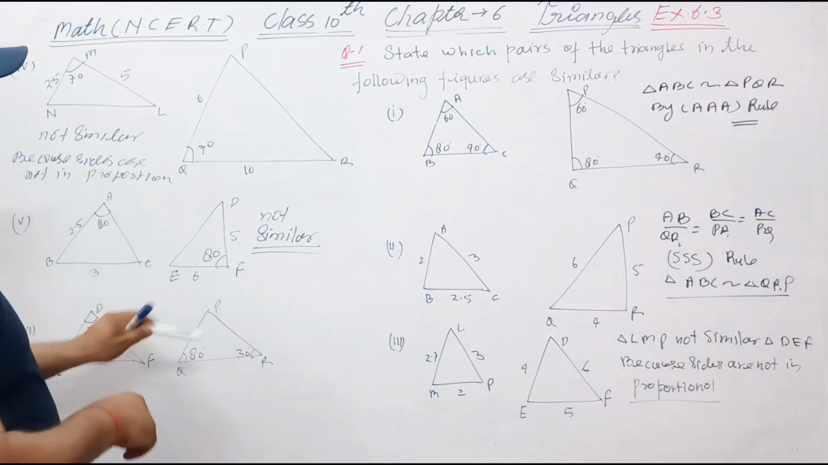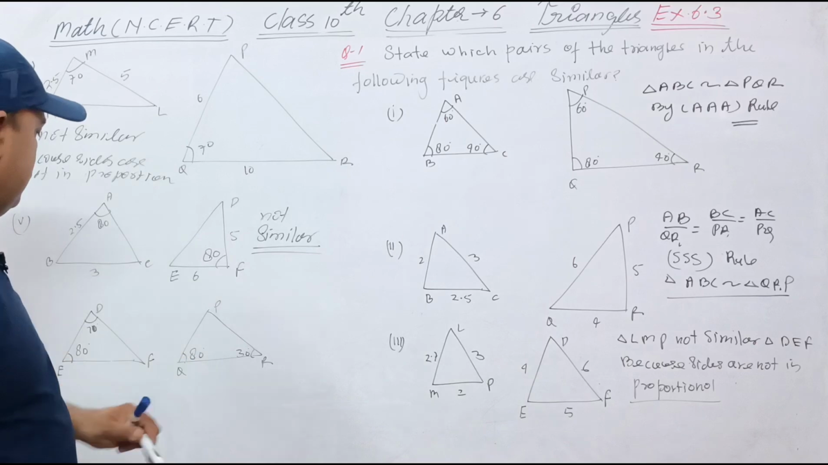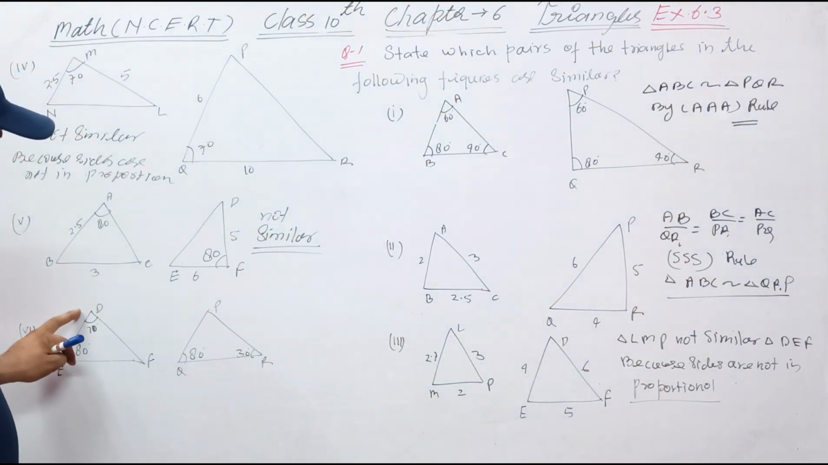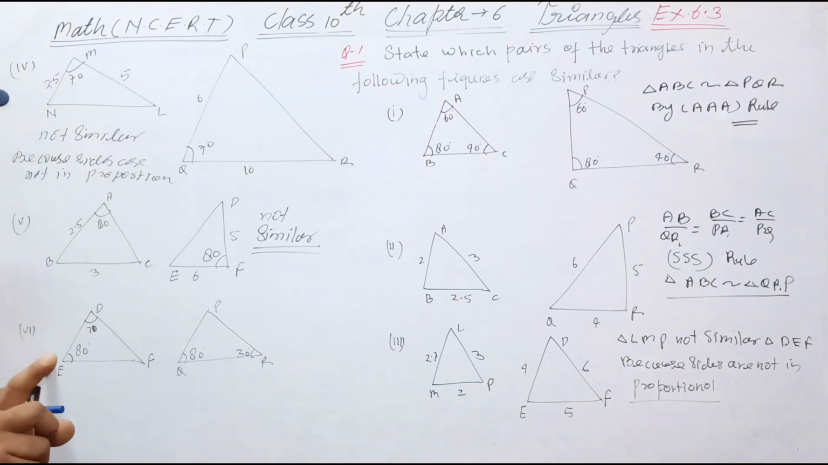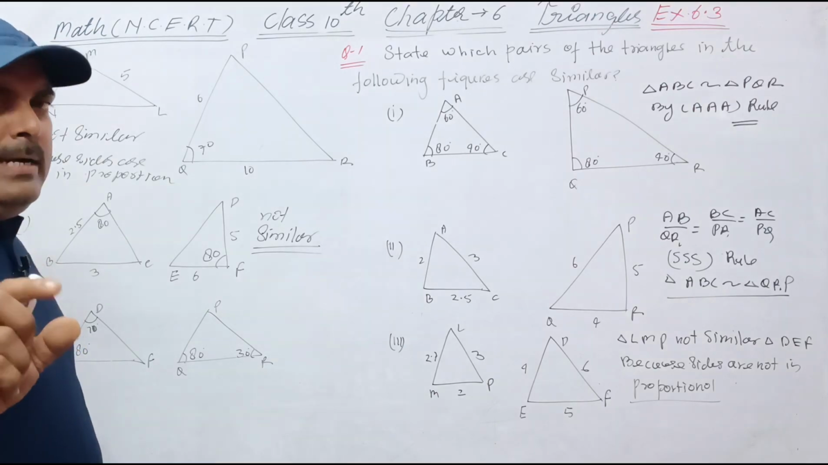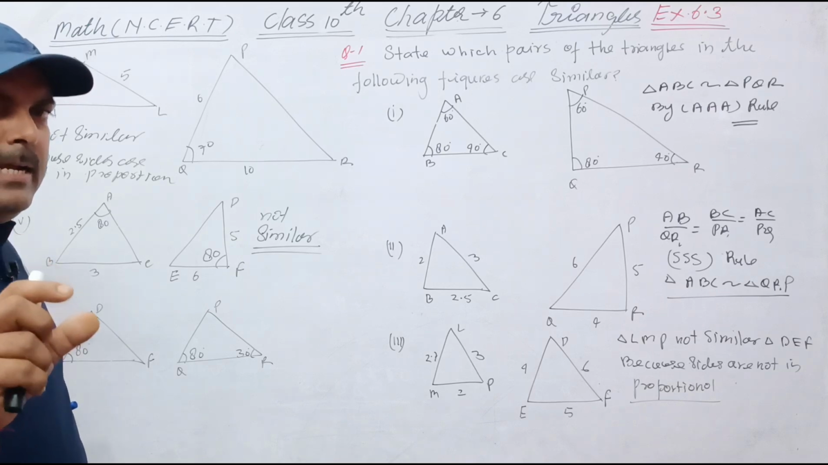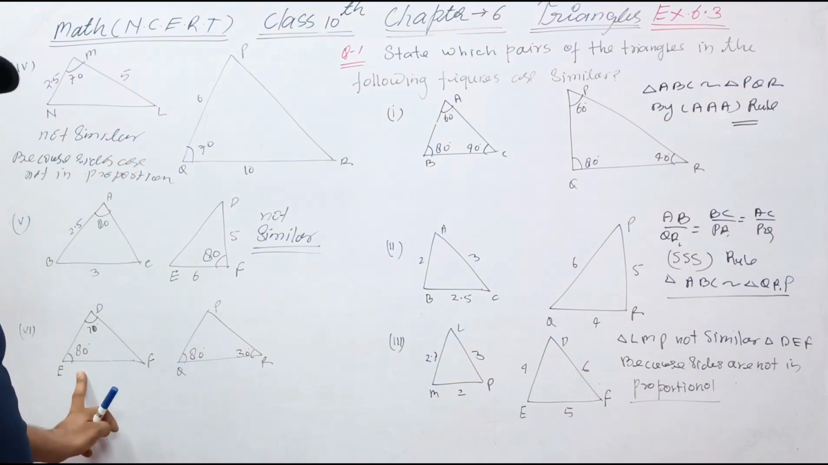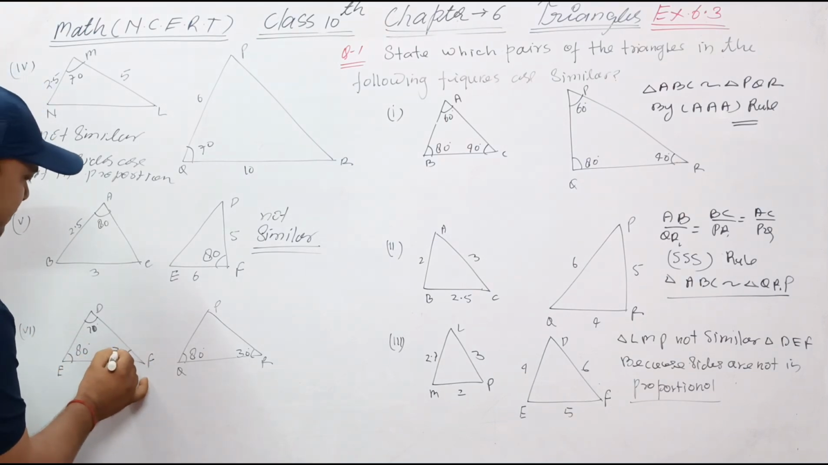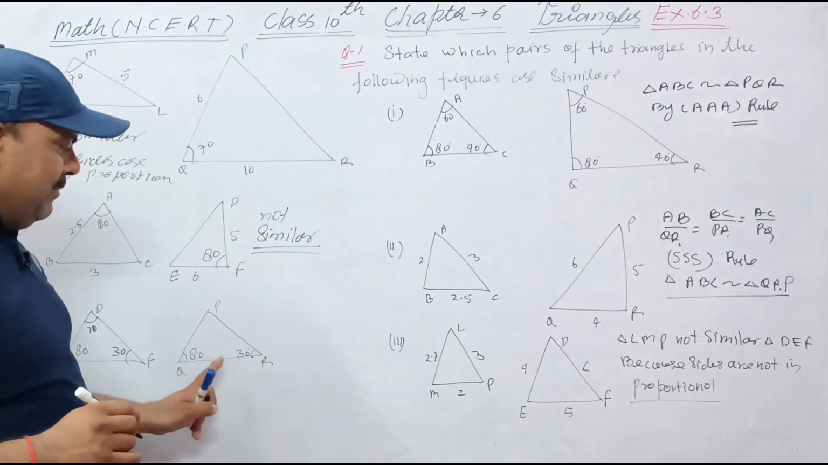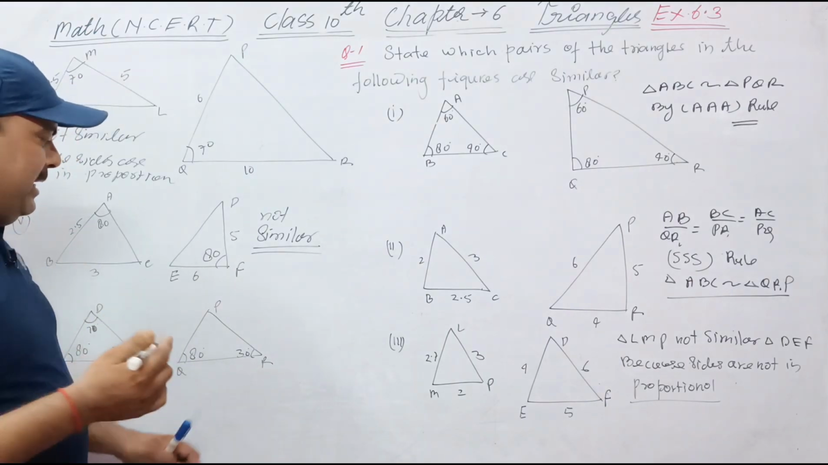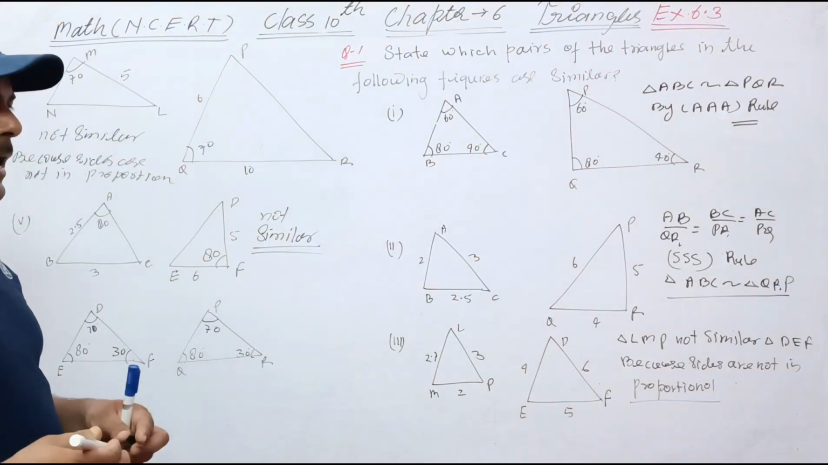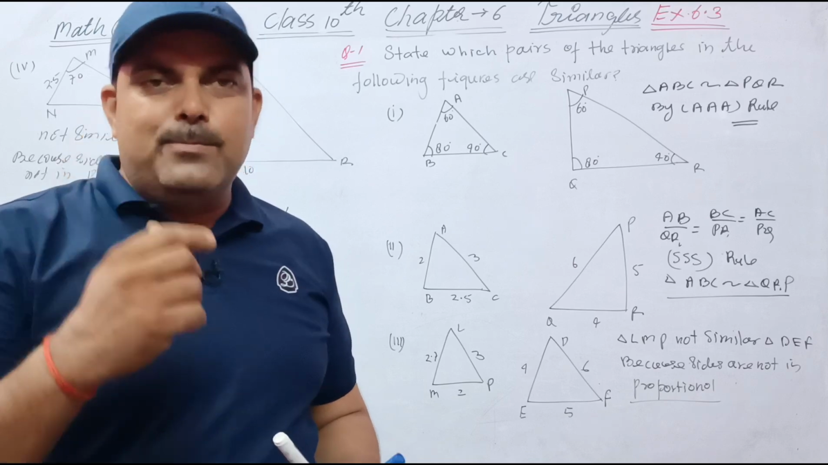Next and last, the last part of this question. In triangle DEF and triangle PQR, angle D is 70 degrees and angle E is 80 degrees. By using the angle sum property, that is, the sum of the three angles of a triangle is 180 degrees, 70 plus 80 is 150 degrees, so angle F will be 30 degrees. In the same way, 80 plus 30 is 110 degrees, so angle P will be 70 degrees. Now comparing, all the corresponding angles are equal.